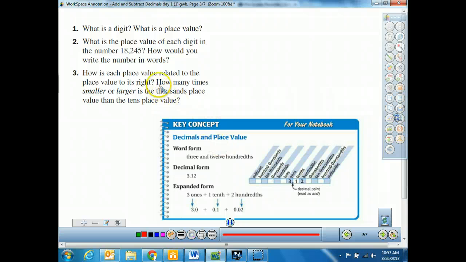So how is each value related to the place value to its right? How many times smaller or larger is the thousands place than the tens place? So that's just what we talked about here. They're powers of 10. So this is 10 times that. This one is 10 times the one to the right. So 10 of these would equal one of those. It's called a base 10 system. So let's keep moving on.